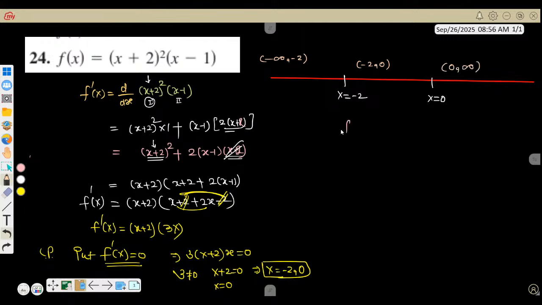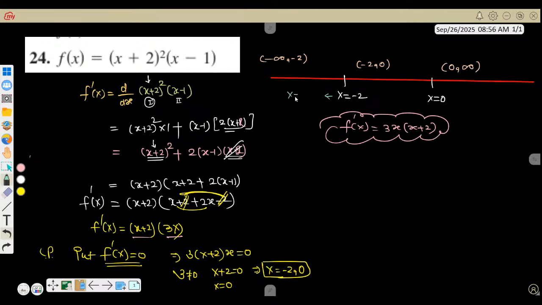Now what is my derivative? My derivative is, this time I will write carefully, 3x times (x plus 2). Okay, this is my derivative. Now if you want to find out the increasing or decreasing, choose any point less than -2. I can say -3. Let us suppose x is -3. If x is -3, this is negative and this is also negative, and negative times negative becomes positive. So here the derivative is positive. That's why the function is increasing. You got it? Yes.